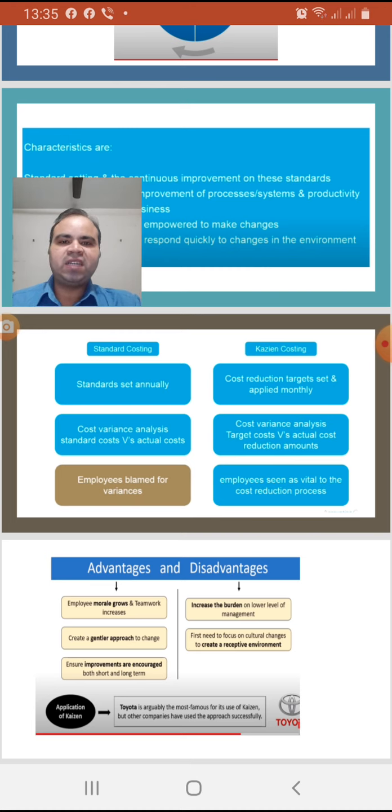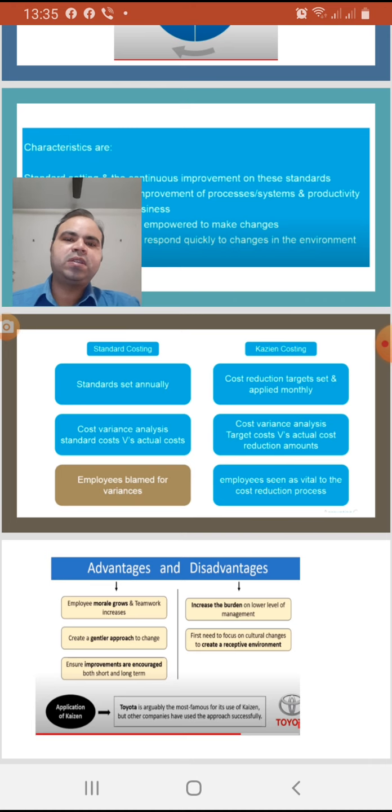But there are some disadvantages of Kaizen costing as well. It increases the burden on the lower level management. It is not always necessarily true that the lower level management will be motivated enough to take this burden, and they may be demotivated sometimes. And then it focuses on cultural changes to create a receptive environment. We know that making change in the culture is not always very easy. So this is one of the drawbacks of Kaizen costing system.